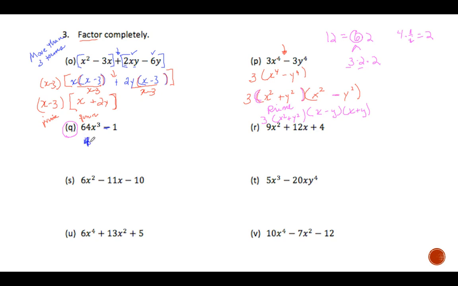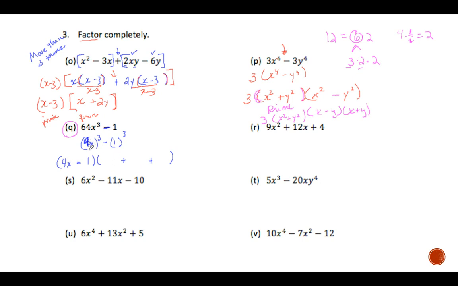4 cubed is 64, x cubed is x cubed, and 1 cubed is, of course, 1. The difference of perfect cubes factors into two factors, a linear and a prime quadratic. 4x and 1 goes there with the minus sign. And then unlike the problem I did for you in the previous video that had a plus in between, which was the sum of perfect cubes, since it is a minus, all the terms in the prime quadratic are positive.